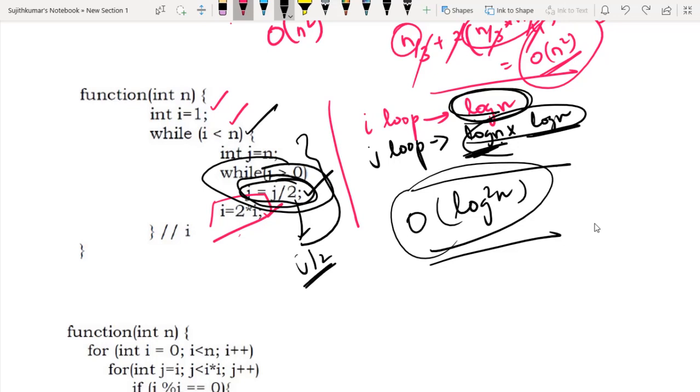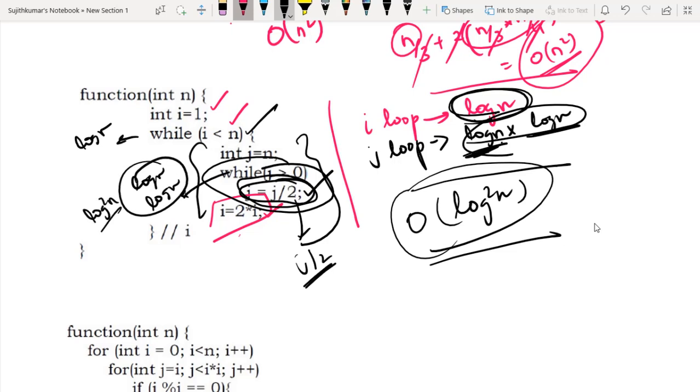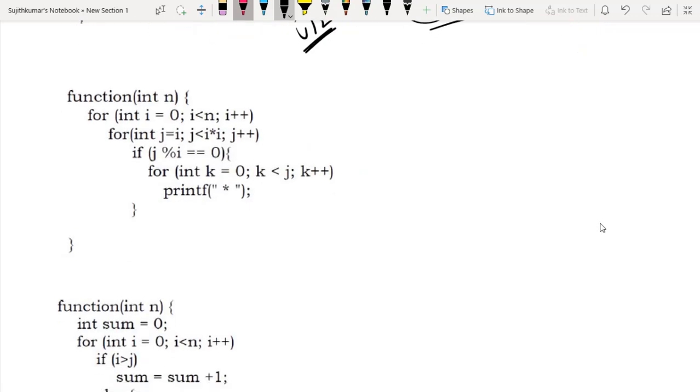Understand? The outer loop goes for log n, so everything inside also will go for log n. If the outer loop goes for log n, and this inner loop again goes for log n, so log square n. Outer it is log n, so log n plus log square n, right? So you'll get only log square n. Super. Here again there are two more problems actually, sorry.